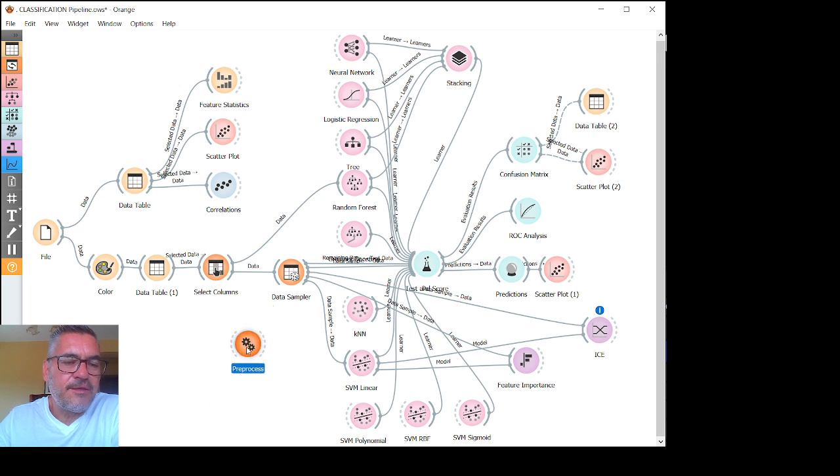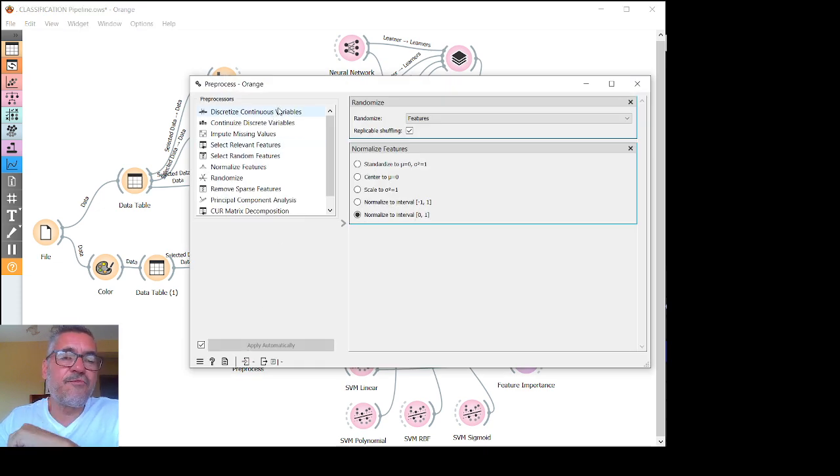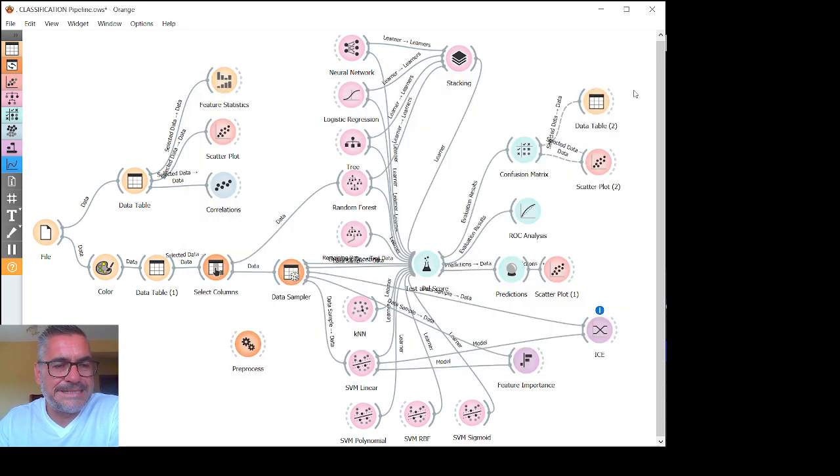Next, I have here this node, pre-process. If there is a need for several reasons, we can pre-process our data. I didn't do it here, and you can see that because this node is not connected to any other node. As you can see, we can do several different things with Orange to pre-process, and we can actually include more than one pre-processing algorithm before going to the actual models. But we do not have to do it here, so I leave it outside.